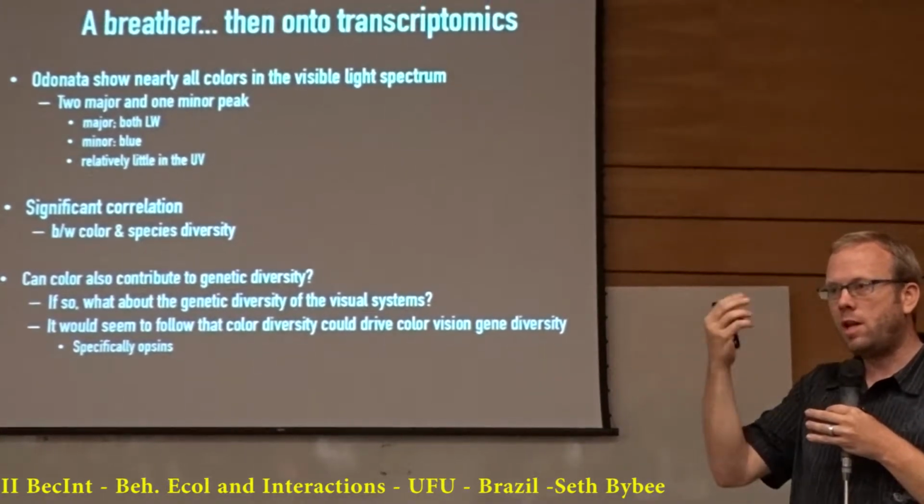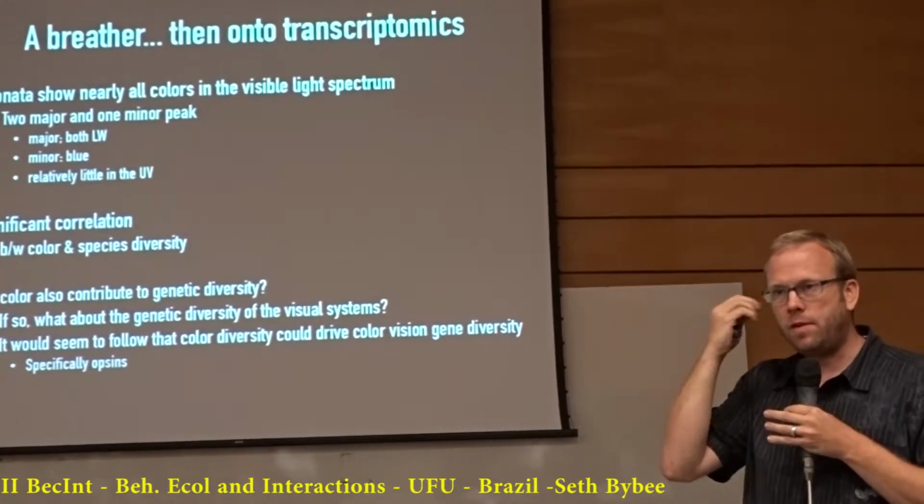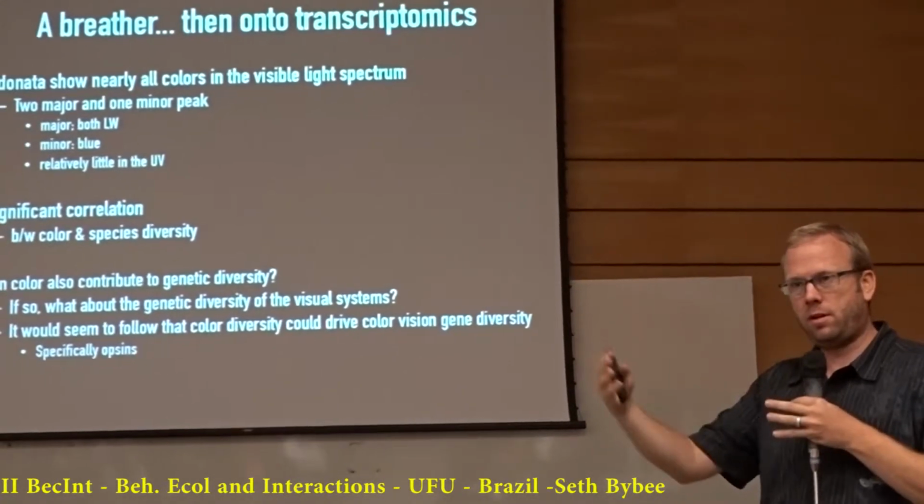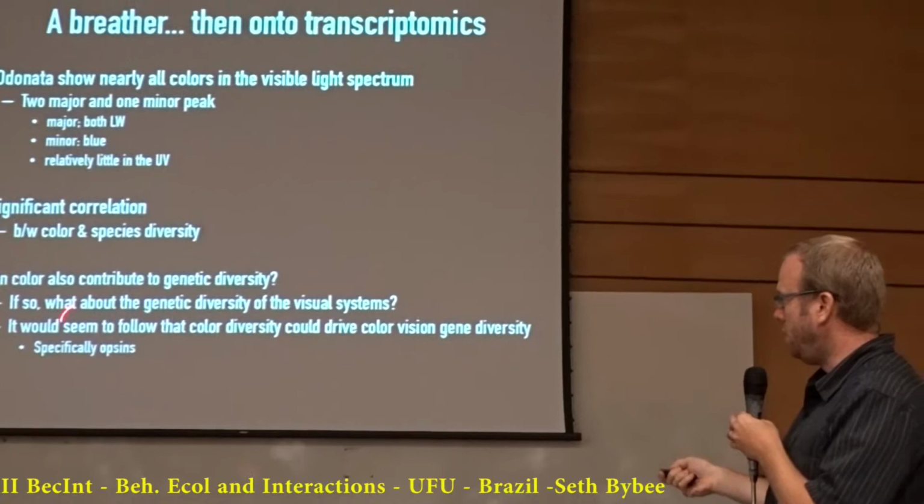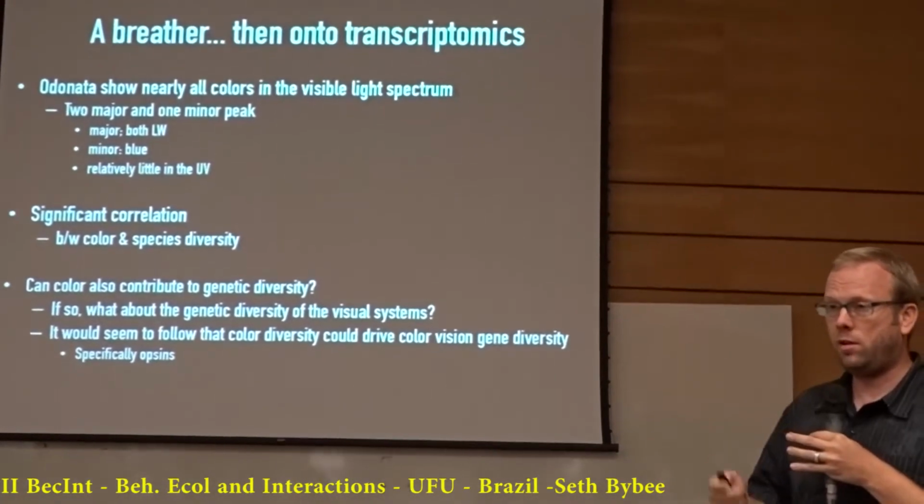You would expect that the genetic diversity in the visual system would be diverse as well, right? If they have to detect that color, you'd expect diversity there. And that's kind of what we're talking about here, but specifically we're going to look at these genes called opsins.